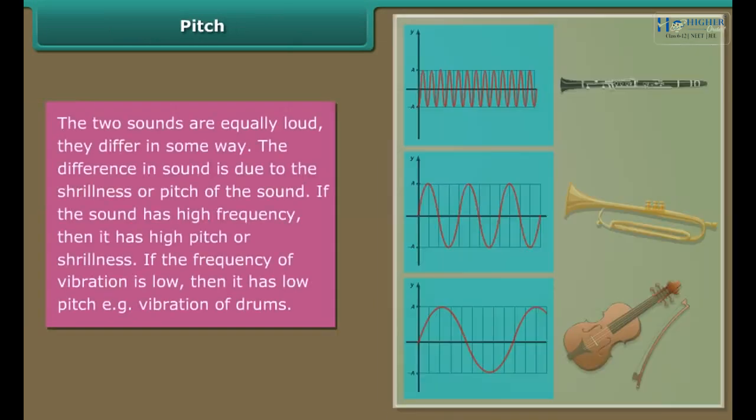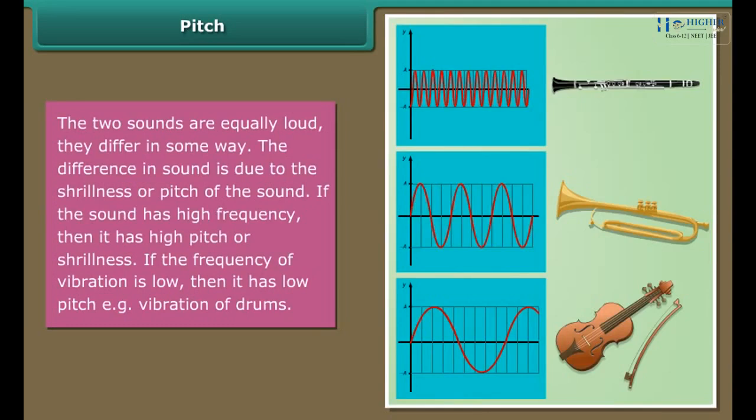Pitch. The two sounds are equally loud. They differ in some way. The difference in sound is due to the shrillness or pitch of the sound. If the sound has high frequency, then it has high pitch or shrillness. If the frequency of vibration is low, then it has low pitch, that is, vibration of drums.